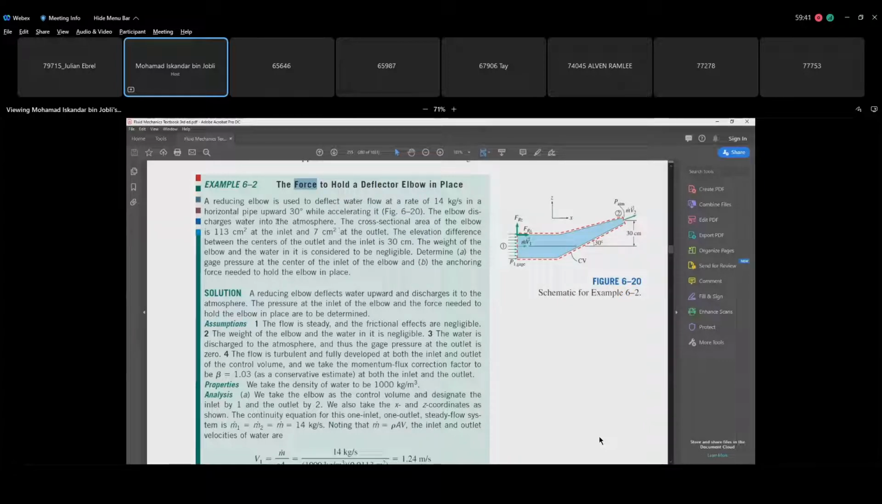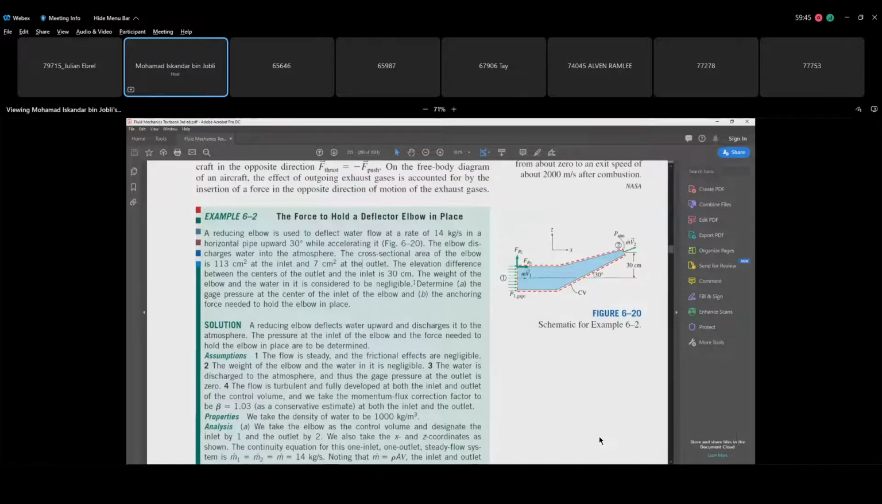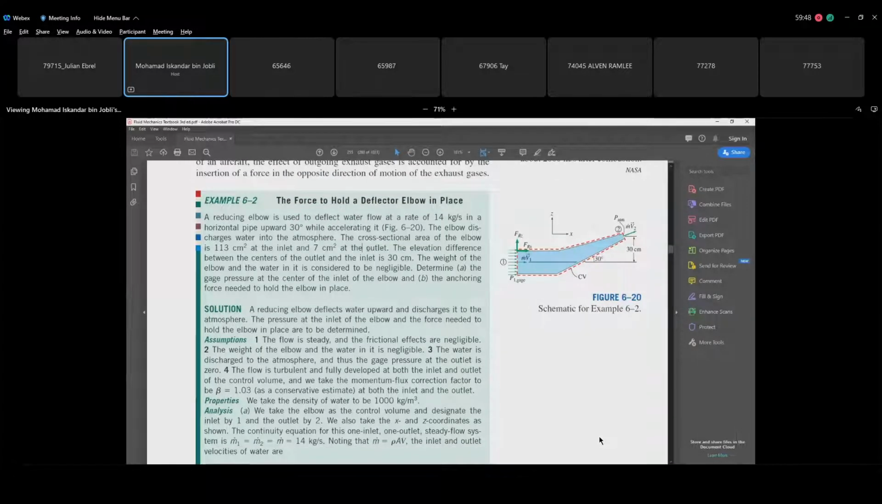Now we can read the whole situation here. The force to hold a deflector elbow in place. This is the schematic diagram of a deflector elbow. Just so you know, the function of the deflector elbow is to deflect the water at a certain angle, depending on the application. We call this a reducing elbow because the diameter is reduced towards the end. You have a big one and then you have a smaller one.